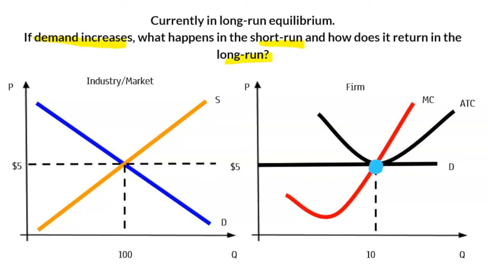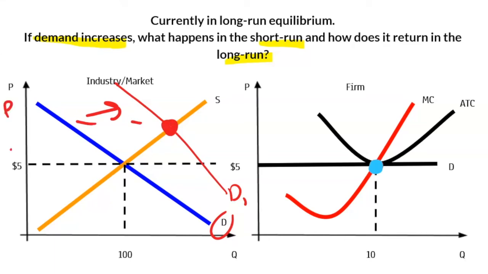Well, if demand increases, what is going to change first? The first thing that's going to change is our demand curve is going to shift to the right. We have a new demand curve because it tells us our demand is shifting to the right here. And so when that happens, we have a new equilibrium point, a new equilibrium price. So price is going to increase and our quantity is also going to increase in the industry and market.